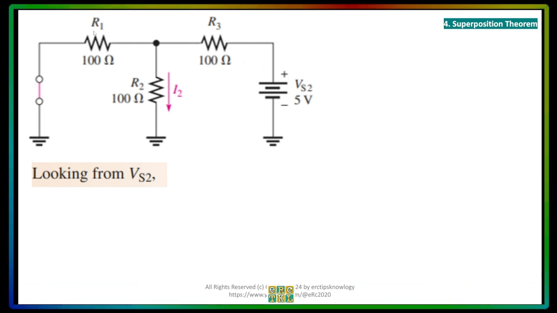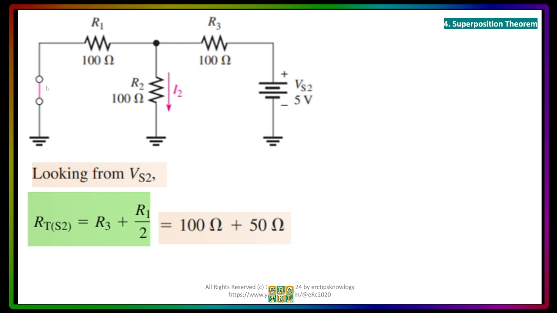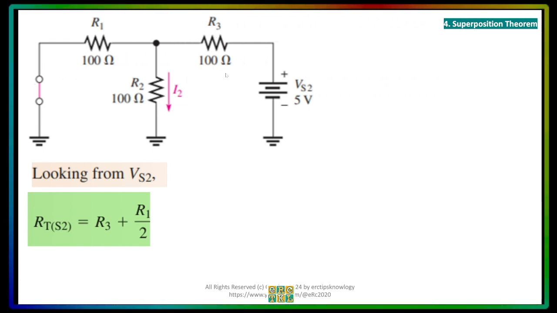So the formula will look like this. Again, the R2 and R1 have 100 ohms each. Therefore, we can just divide 100 by 2. And we add it with the R3, which is in series with VS2. You have to change your mindset. You have to think that the R1 before is in series with VS1, but this time R3 is the one in series with the source. That's why it will be R3 plus the parallel R1 and R2. And we got 50 ohms.